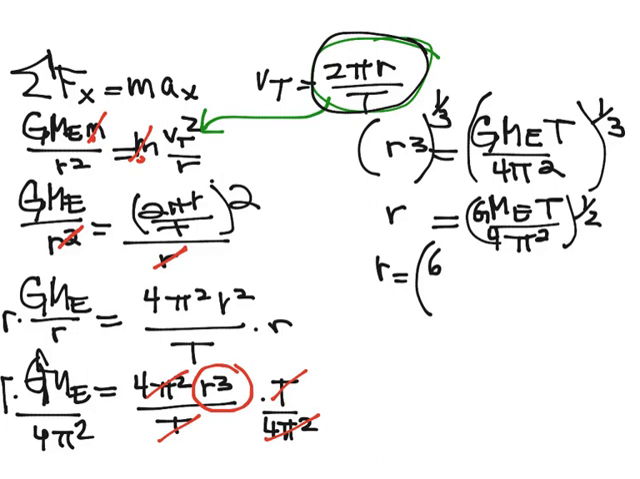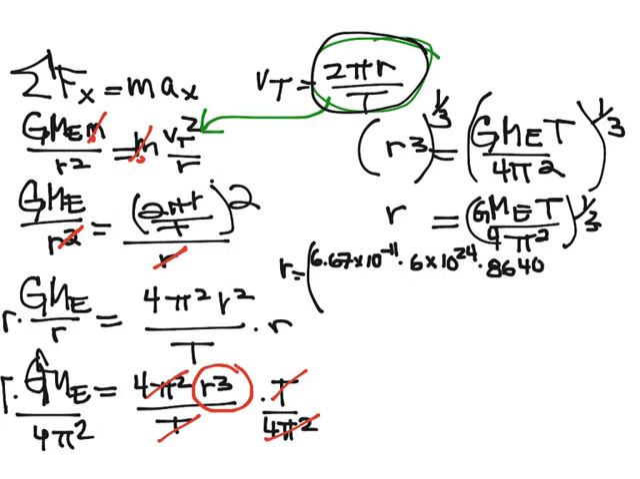Now I can plug in numbers. I know that G is 6.67 times 10 to the minus 11. The mass of the Earth is 6 times 10 to the 24 kilograms. And we found that our time was 86,400 seconds. And we're going to be dividing by 4 pi squared.